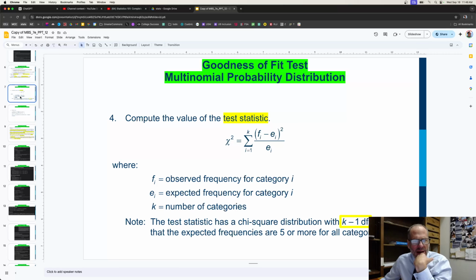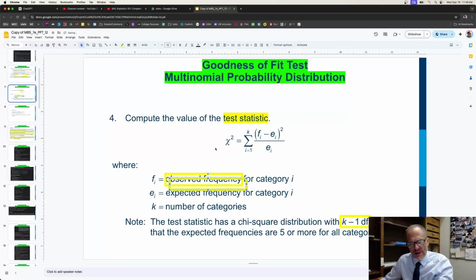And so compute the test statistic. And so here we have F, which is the observed frequency. And so these are just important little terms, so I'm just going to highlight that. And I can't highlight that because this PowerPoint presentation is a bit odd. They had to do things with images sometimes. And so that's an image.